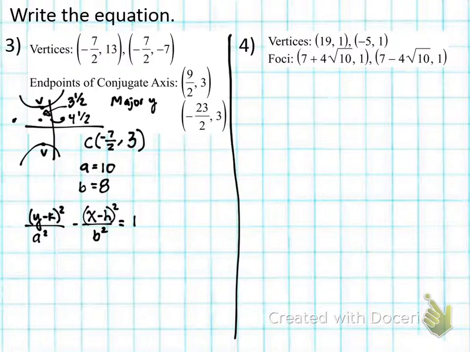Okay, so we start plugging in our numbers. H and K are -7/2 and 3 respectively. So this is where you have to be a little bit careful. We got y minus 3, because our K is 3, squared. Minus x plus 7/2, all squared. So I would start with your H and K first. Then we know A is equal to 10. What's 10 squared?